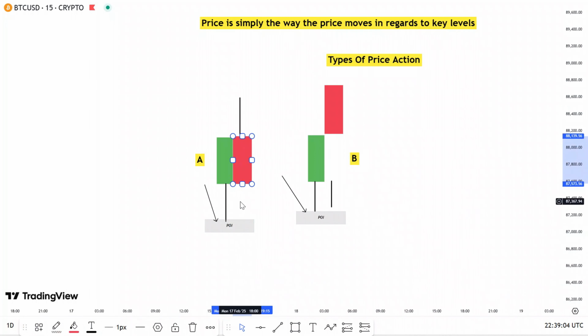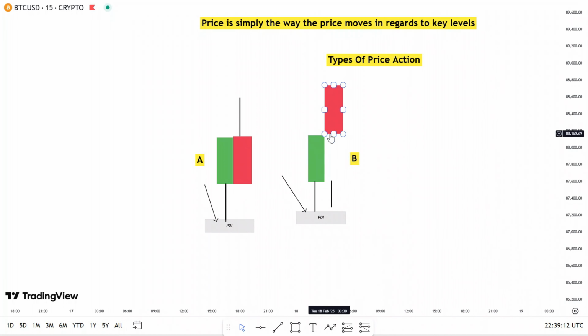So the way you can be safe with this scenario A is when you're actually trading with the market direction. So always remember to trade with the market direction.